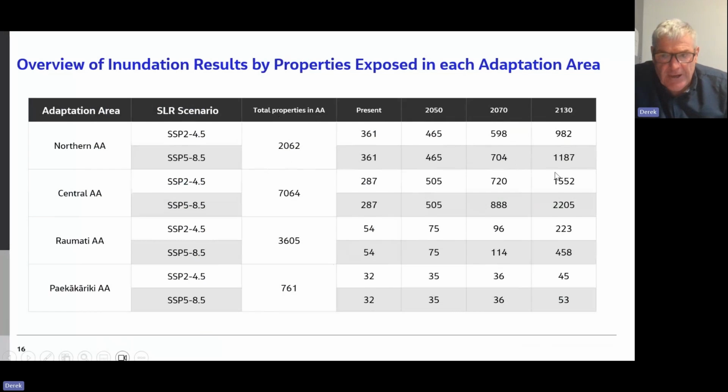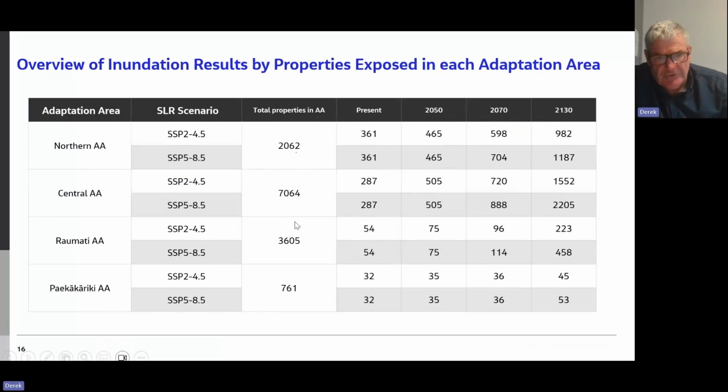So we have much higher numbers potentially affected by inundation. Indeed, in this northern area, we can see something like over 1,000 properties out of 2,000 in the assessment area. And similarly in the central area, potentially by 2130, 2,200 out of 7,000 in those assessment areas.